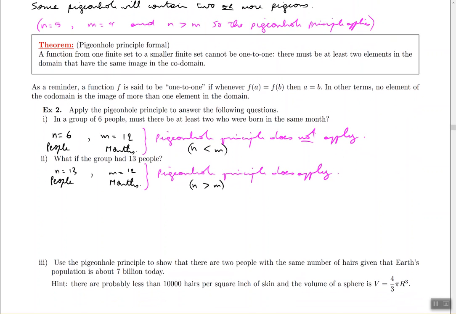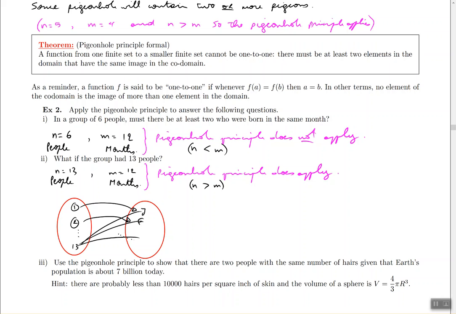Okay, so you can think of it like this. There's a function going from one set to another set, and what the function is basically doing is saying person 1 is born in January, let's say. Person 2 is born in February, let's say, and so on and so forth. Person 13 is going to have to go back and be born in one of those months. We don't know which one it's going to be, if it's January or February or March or whatever, but we know that that person is going to be sharing a month with somebody else.